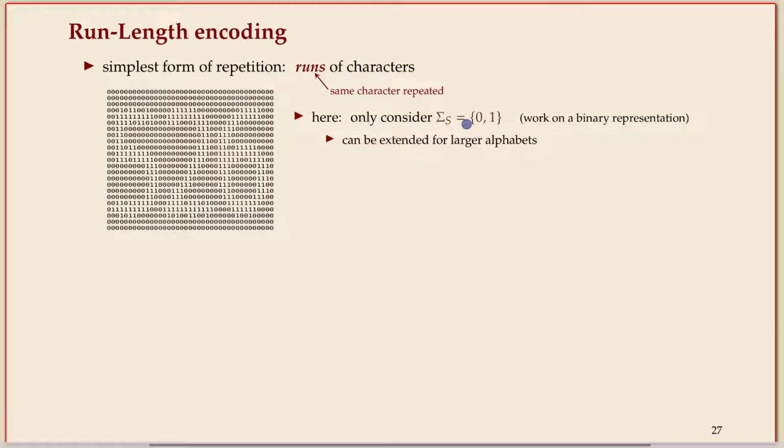For this section, we'll restrict the source alphabet to binary, which is not necessary to do in run length encoding. It just makes the algorithms a little cleaner. I'll comment on this at the end again of this section. It's not a very substantial restriction. The method can generalize.